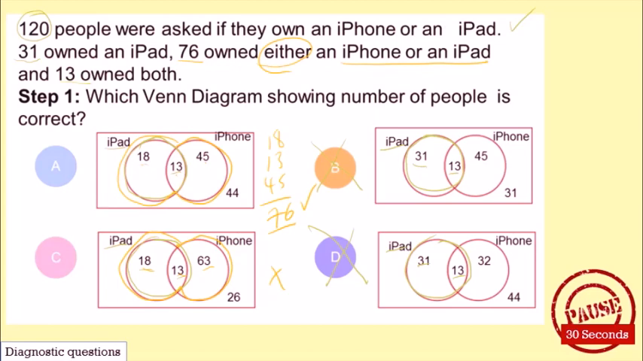And last little check there. If 13 own both an iPad and an iPhone, so remember the middle, or the overlap, of the Venn diagram represents those people who own the iPad and the iPhone. The answer would be A.